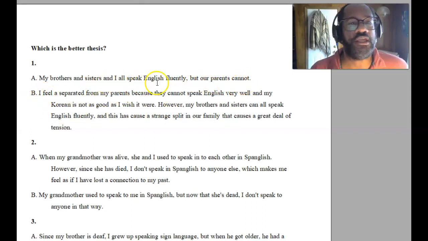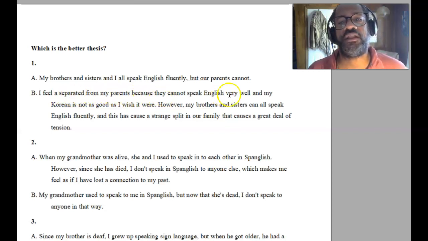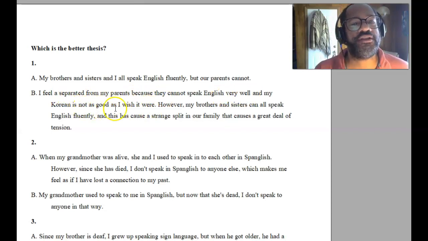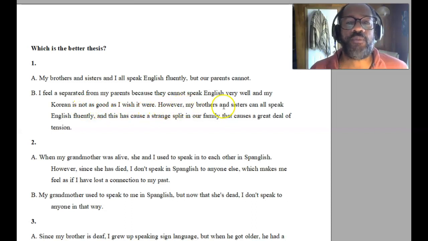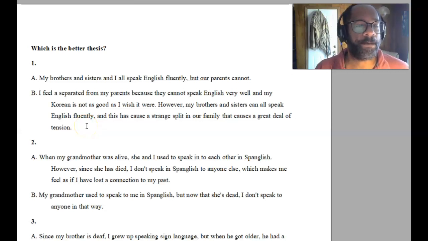And obviously it's about English, so it fits the topic. But let's look at this one. I feel separated from my parents because they cannot speak English very well, and my Korean is not as good as I wish it were. However, my brothers and sisters can all speak English fluently, and this has caused a strange split in our family that caused a great deal of tension. All right, which one do we think is better?